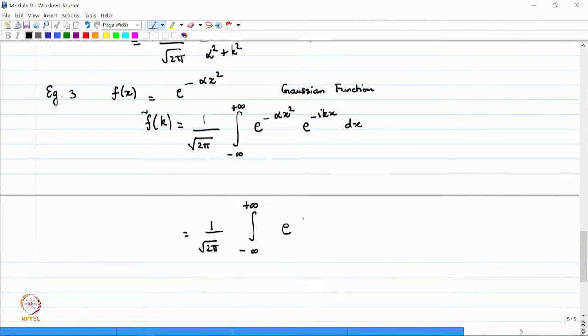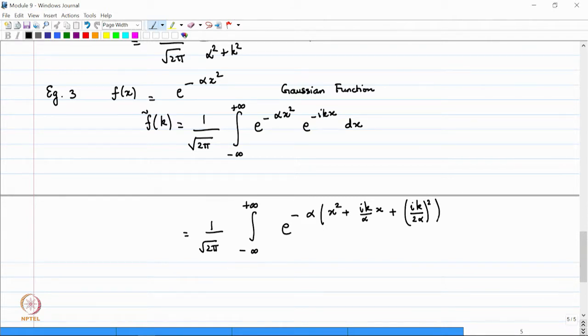So, we will write it as e to the minus alpha times x square plus I k by alpha x. Okay. And now if you complete the squares, if you want to write this as a perfect square, then you will write I k by 2 alpha whole square.